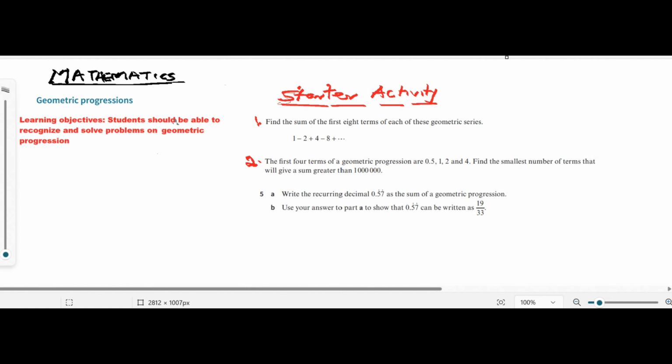Okay, welcome to mathematics class. In today's episode, we are going to be talking about geometric progressions. In our previous episode, we talked about arithmetic progression under sequence and series. And I gave you some questions to play around with. Let's see the answer to those questions.